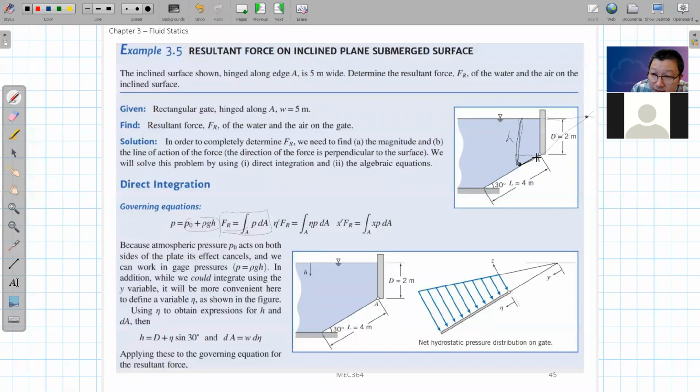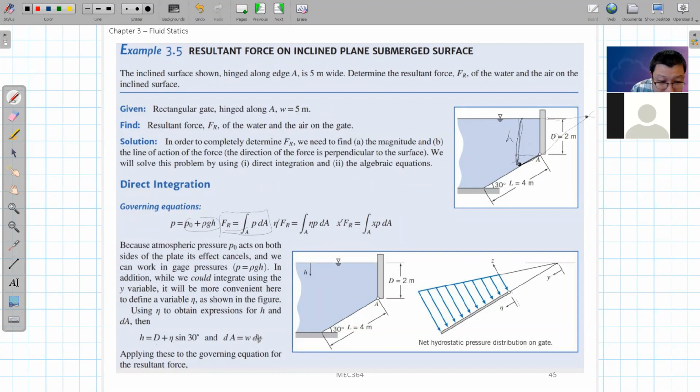And the surface area here: you assume that this plate, in the x direction, has width w, which is a constant equal to 5 meters. So this is a rectangular plate, and the width in this direction perpendicular to the screen is 5 meters. So the area dA along this d eta direction will be w times d eta.